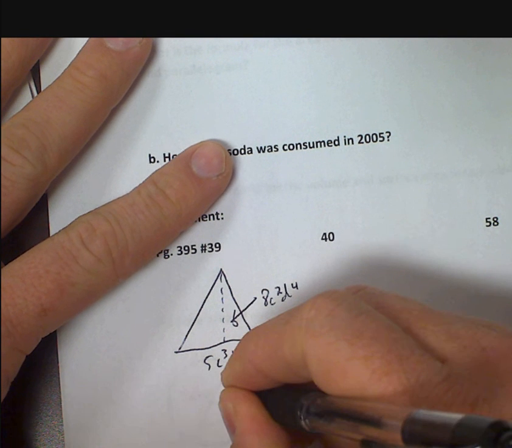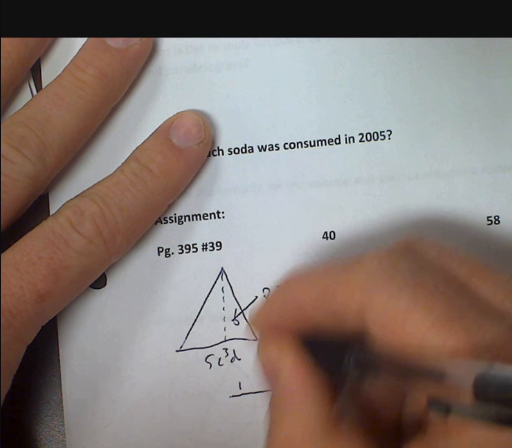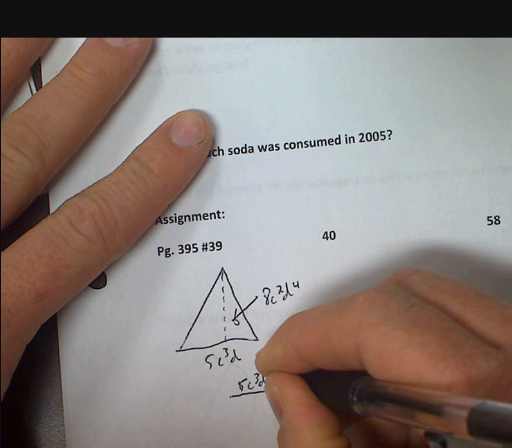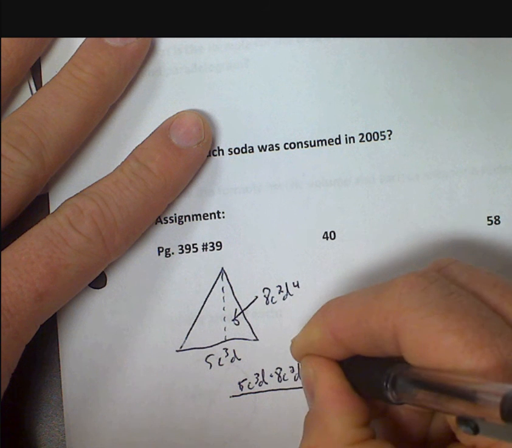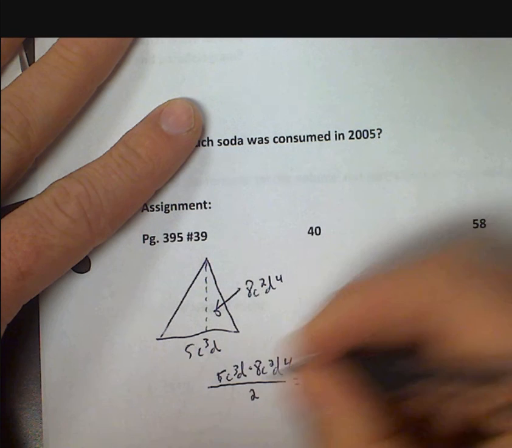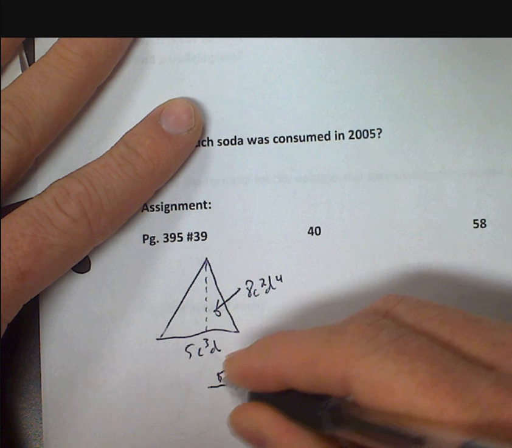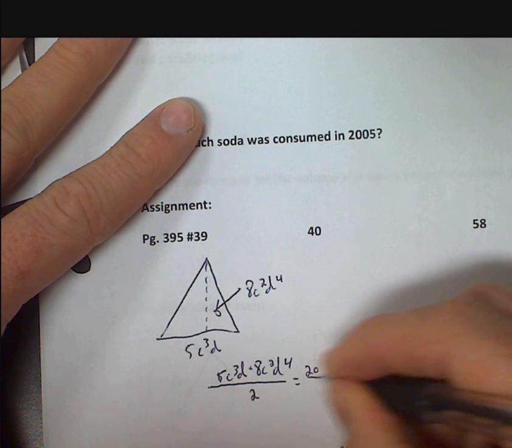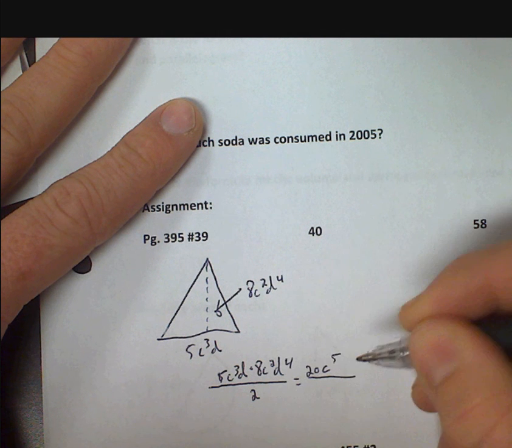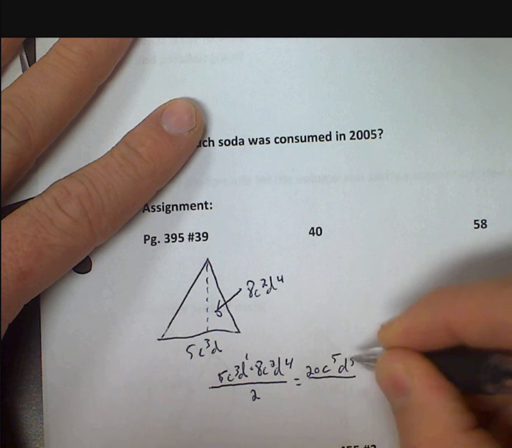I know that my formula is I'm going to take base, which is 5c to the third d, times 8c squared d to the 4, and I'm going to divide this by 2. So 5 times 8 becomes 40. 40 divided by 2 becomes 20. c to the third, c squared becomes c to the 5. d to the first, d to the 4 becomes d to the 5.